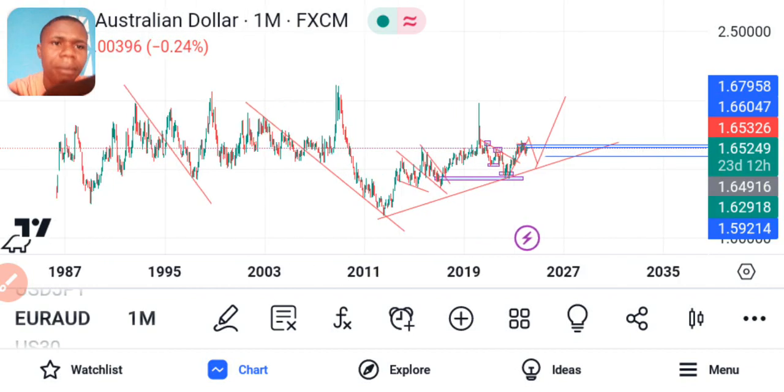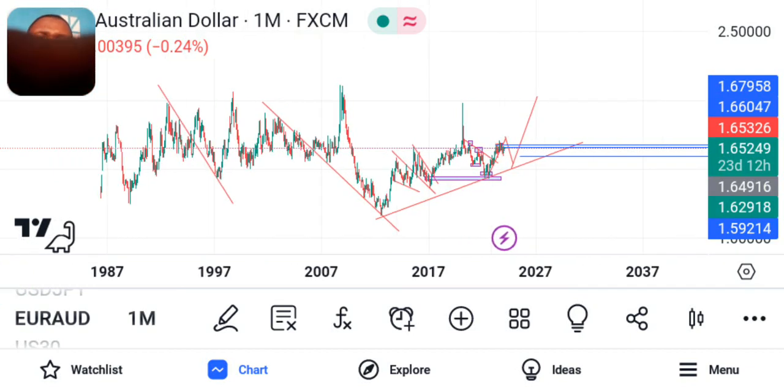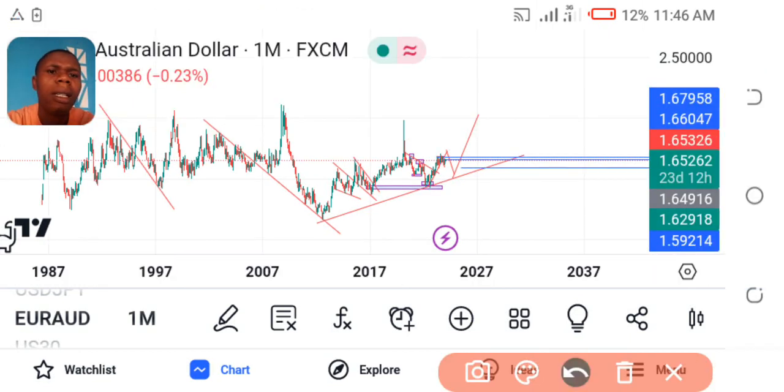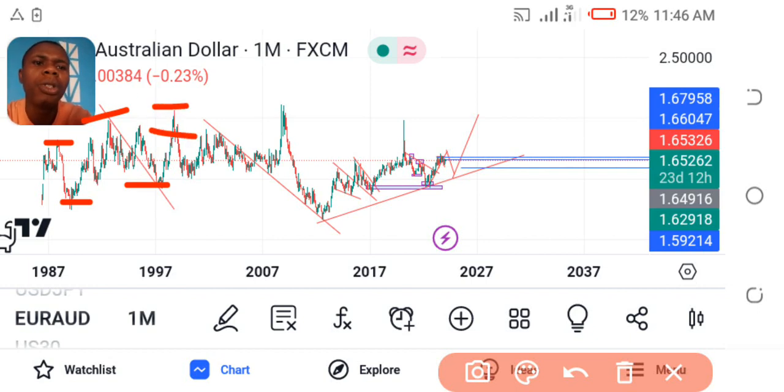Now for the sake of this video, I'm going to be using the monthly here. As you can see, the market is bullish. How do we know? This is a higher high, higher low, higher high, higher low, and all of that. Then all of a sudden we got something. This was the highest point and the market broke below it.